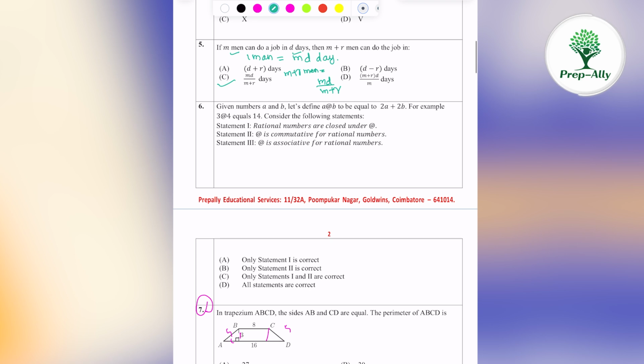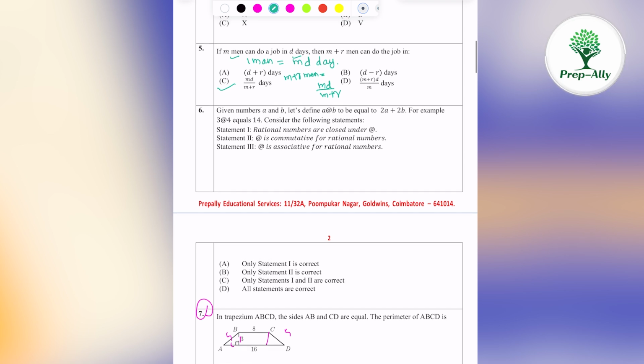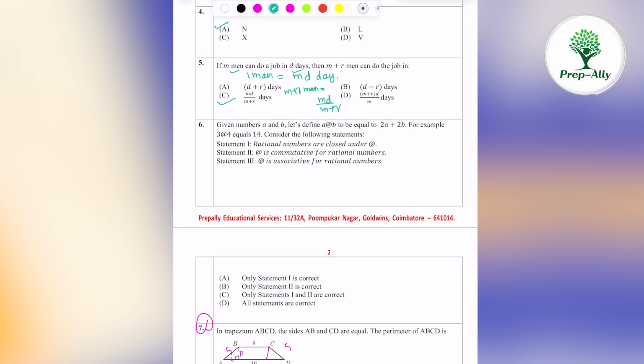Now the next problem. Here a and b are given, and a operation b is defined as 2a plus 2b. Then we have to check whether the first, second and third statements are true or not. What is the meaning of closure? If I take elements from the rational numbers, then we also get an element from the rational numbers. So if I take a operation b, and simplify 2a plus 2b according to the definition, this is again an element of the rational numbers. So the first statement is true.